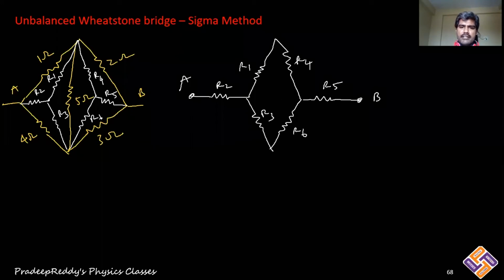Now R1, R4 are in series, R3, R6 are in series. These two series combinations are connected in parallel, and overall they are connected in series.